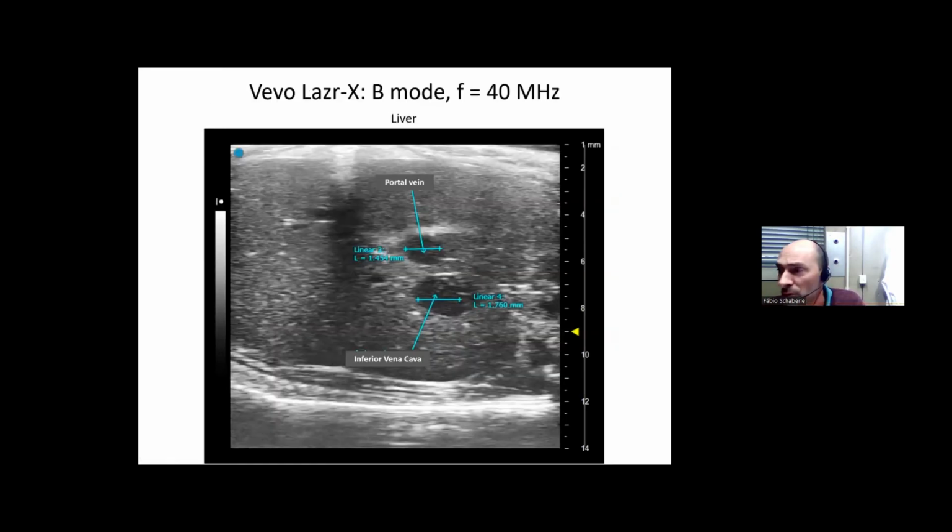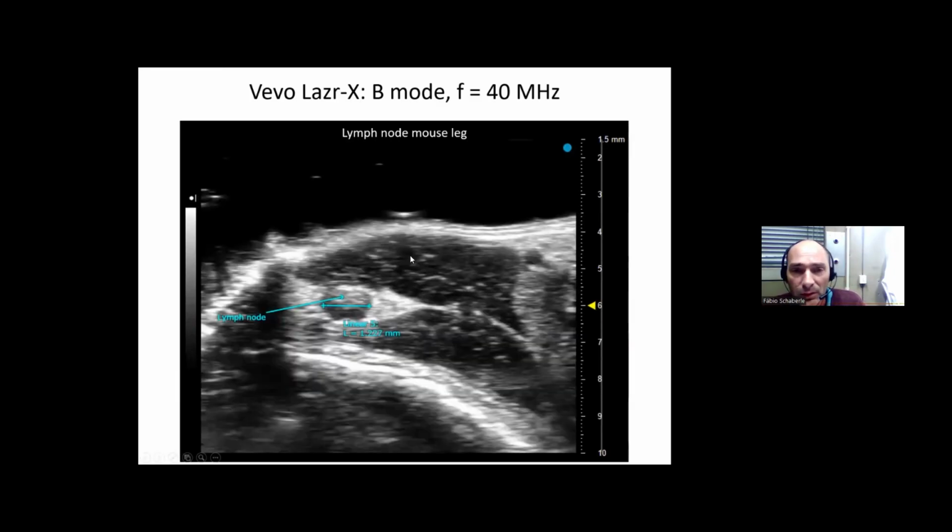Here are some examples of imaging. This is ultrasound B-mode imaging of the liver of a rat. So there is a portal vein here, inferior vena cava here, and we can measure the size. We can do several measurements here.